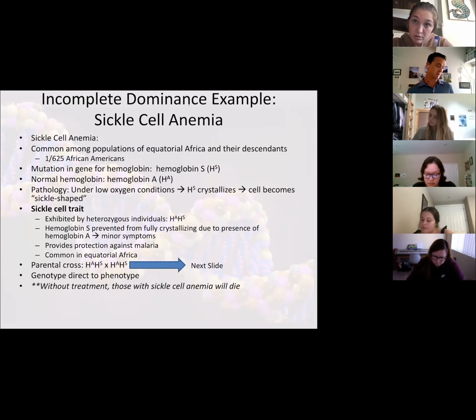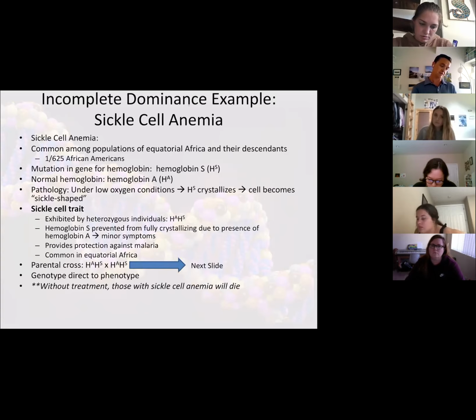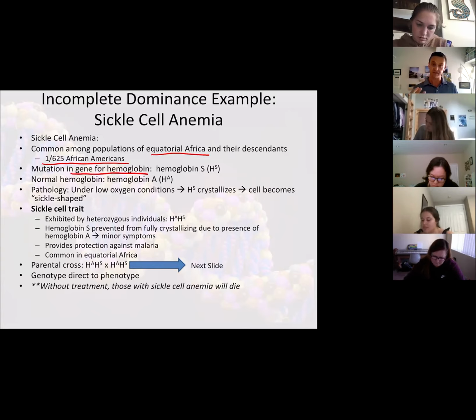Okay, so sickle cell anemia is a perfect example of that. Sickle cell anemia is somewhat common among populations in Africa around the equator and their descendants. About 1 in 625 African Americans have sickle cell anemia. Okay, and this is a mutation in the gene that codes for hemoglobin, the protein inside of our red blood cells that helps us hold on to oxygen.